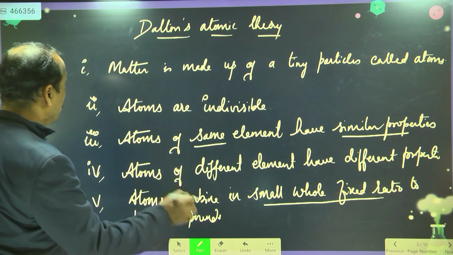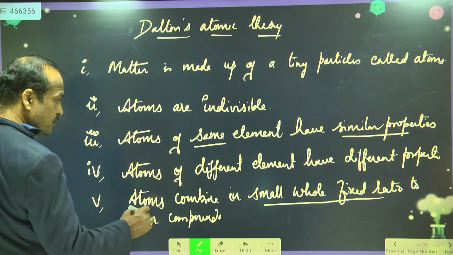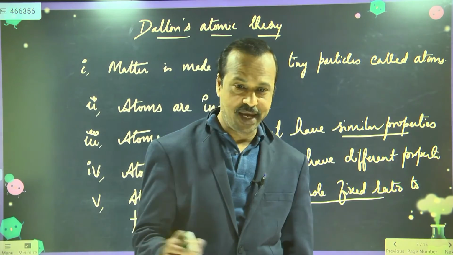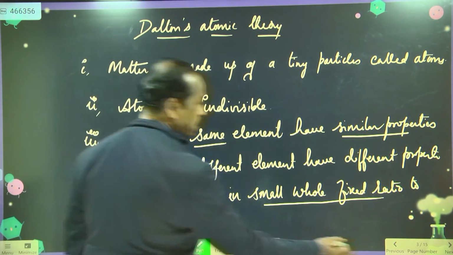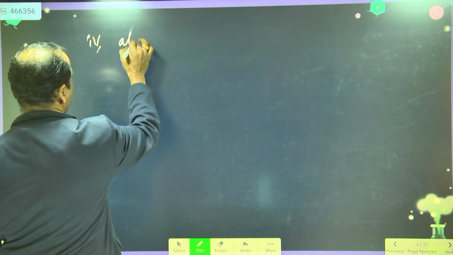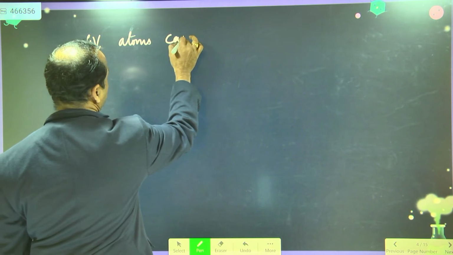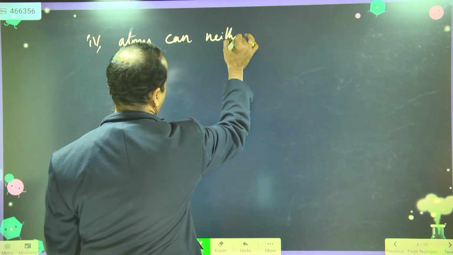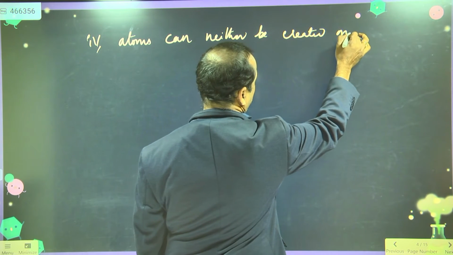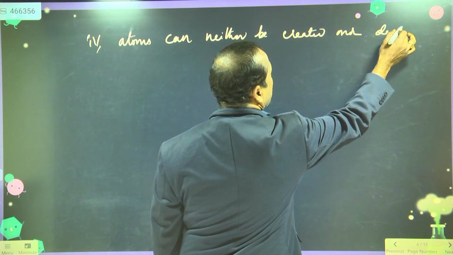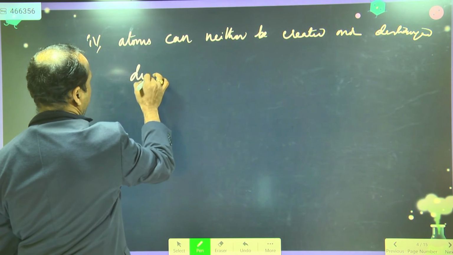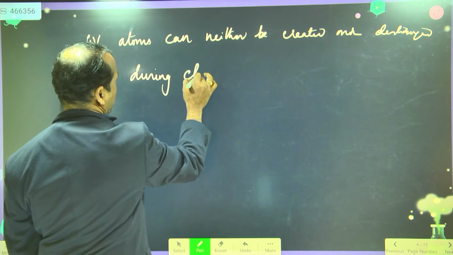And the last and final point, which I just told: atoms can neither be created nor destroyed during chemical reactions. So the sixth point is that atoms can neither be created nor destroyed during chemical reactions.